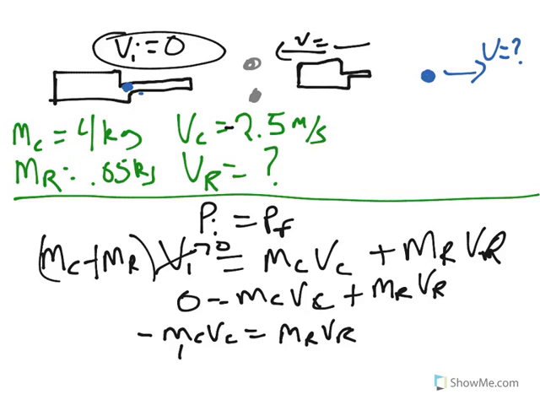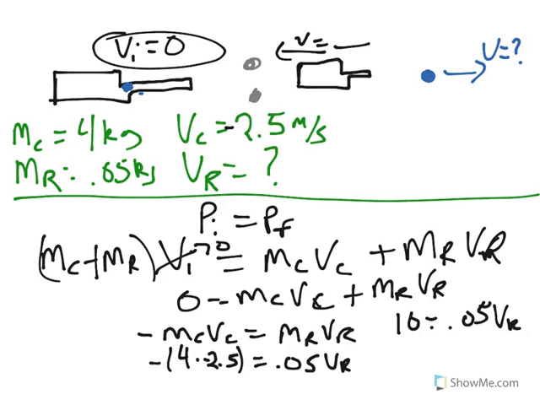So the velocity of the cannon, since the cannon is recoiling backwards, would be negative. So the mass of the cannon, 4, times negative 2.5 equals the mass of the racquetball, which is 0.05, times the velocity of the racquetball. And we're solving for the velocity of the racquetball. So 4 times negative 2.5 is negative 10, and with the negative sign that gives us just 10 equals 0.05 times the velocity of the racquetball. And 10 divided by 0.05 is 200 meters per second, and that would be the velocity of the racquetball.